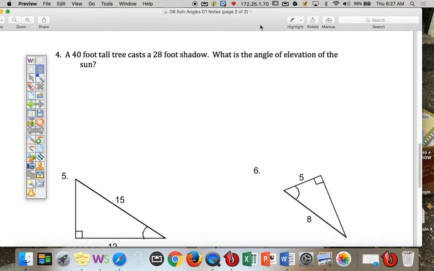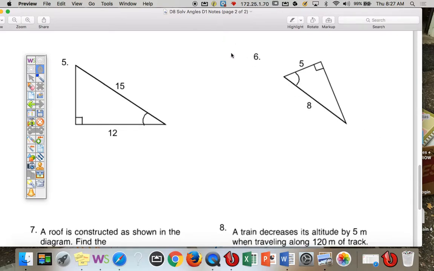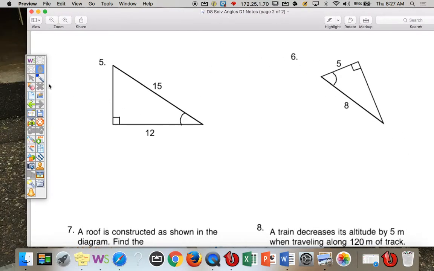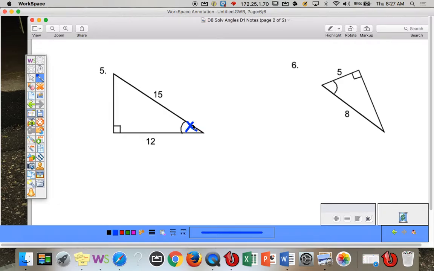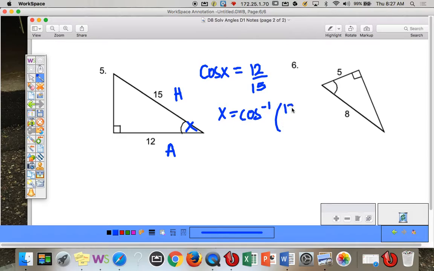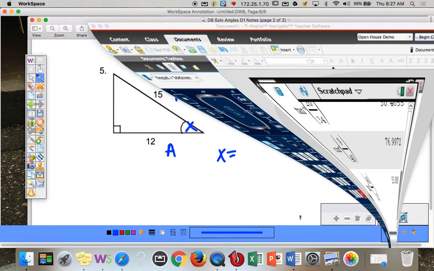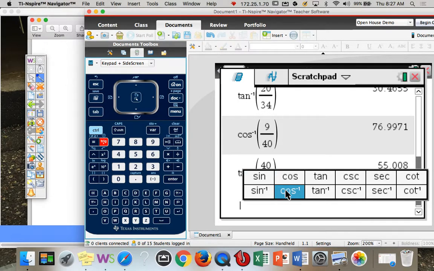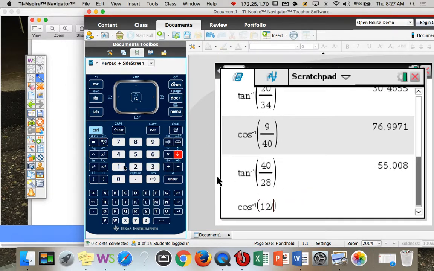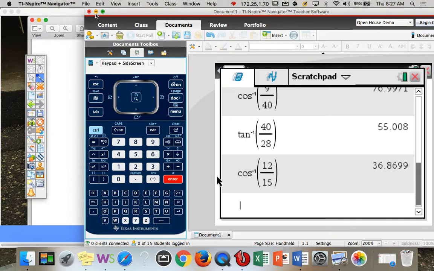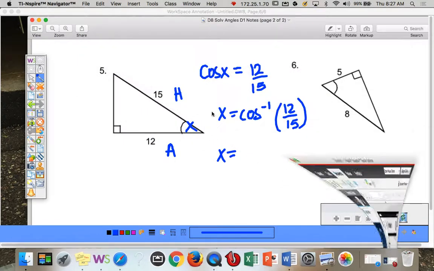Two more examples. And these angles are marked, actually there's 4 more examples. These angles are marked with this line right here, so I'll just put an X here. We have the hypotenuse, the adjacent side, that's cosine of X equals 12 over 15. X equals cosine inverse of 12 over 15. So we'll type that in our calculator, cosine inverse 12 over 15. We get about 36.9 degrees.